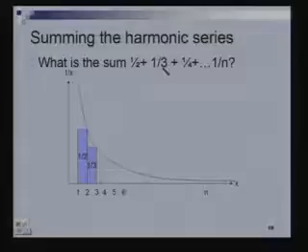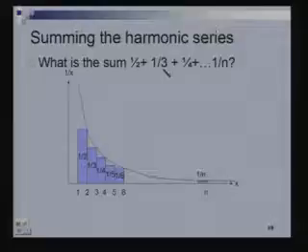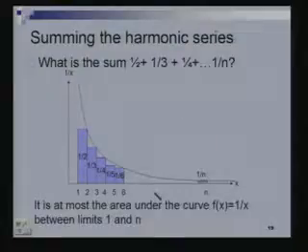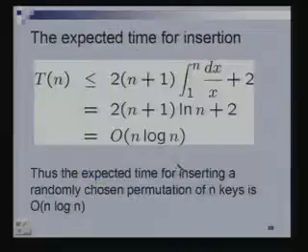So I'm getting the terms here. Next one 1 by 4, 1 by 5, 1 by 6. The last one at n, I'll draw it in this manner. So this sum is the area under the rectangles, which is at most the area under the curve f(x) equals 1 by x in between the limits 1 through n. So this sum is less than or equal to the area under the curve 1 by x between limits 1 through n.